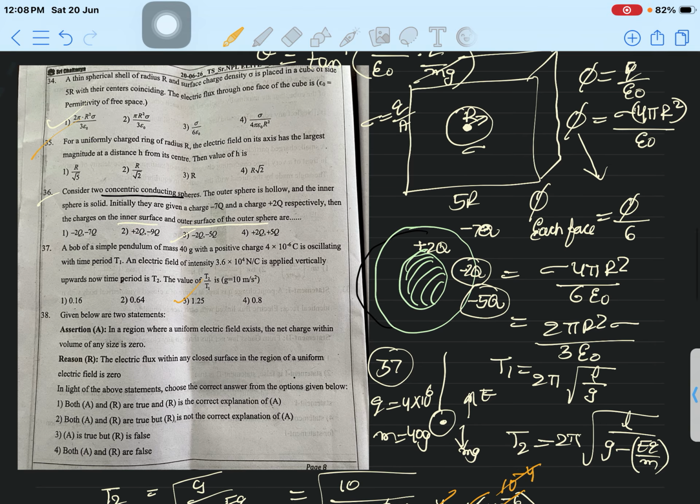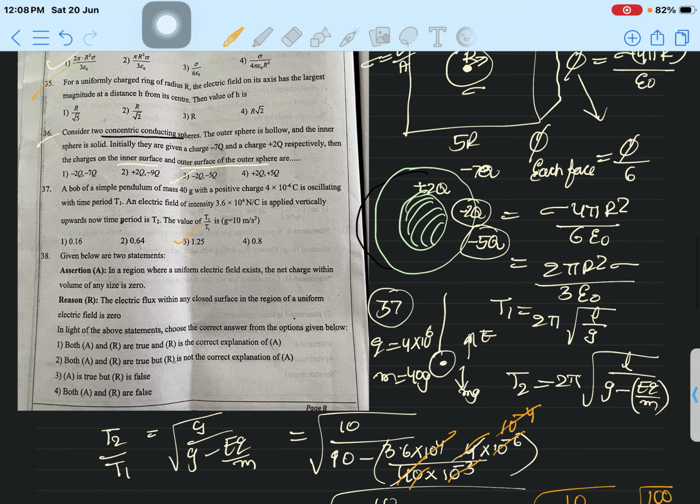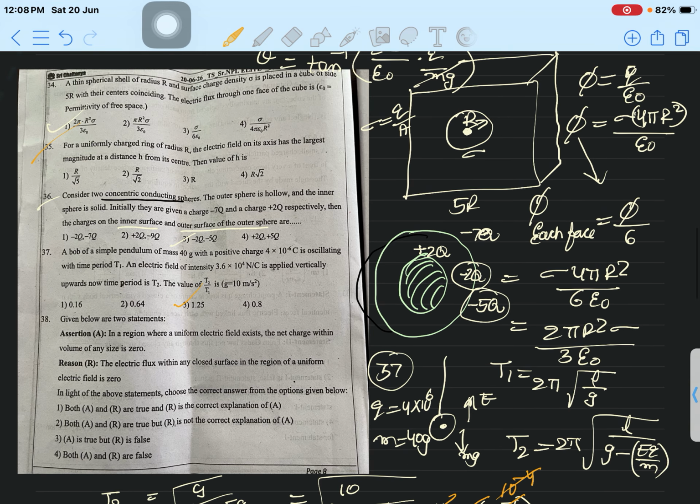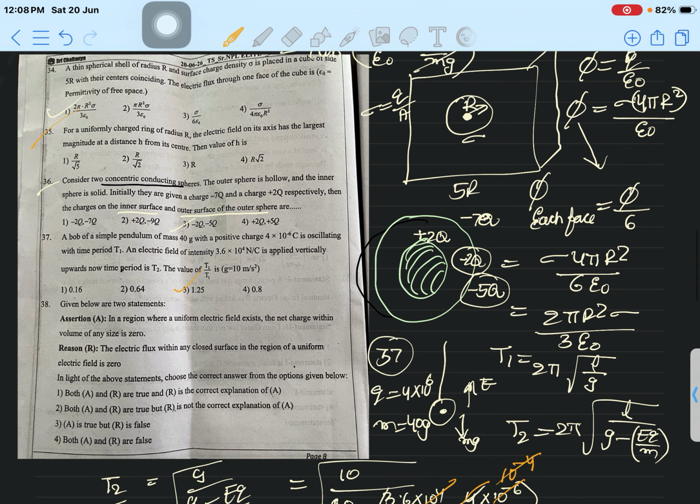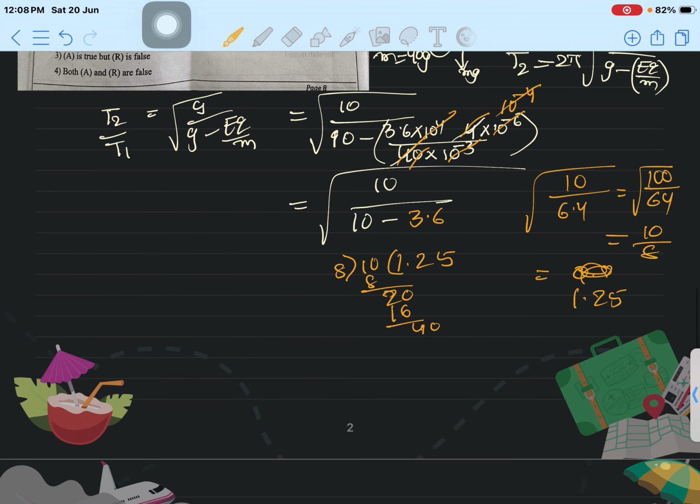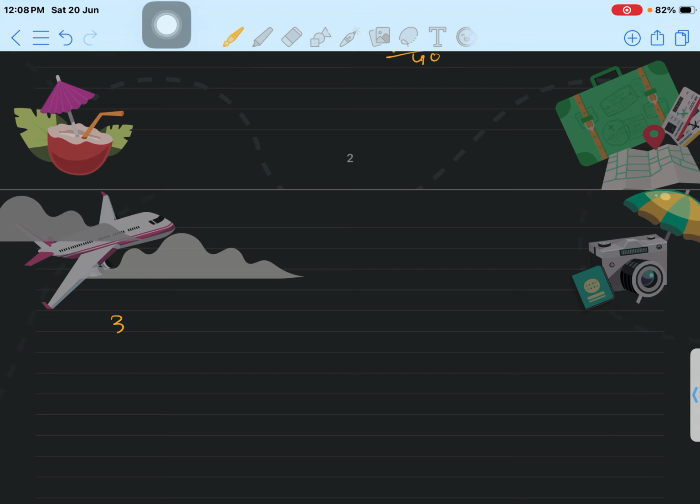See, sir, 35th question. What is the 35th question? A uniform charged ring of radius R has electric field on its axis with the largest magnitude at a distance h from its center. I'll explain the question, sir. They're telling there is a ring of radius capital R, and there is a point at a distance of h. Now this ring is having a positive charge around it, sir.